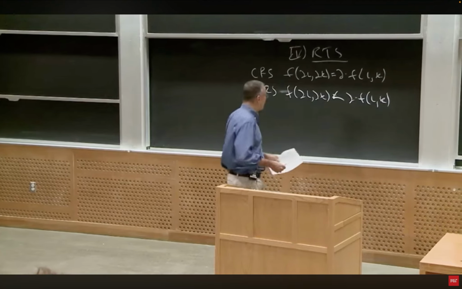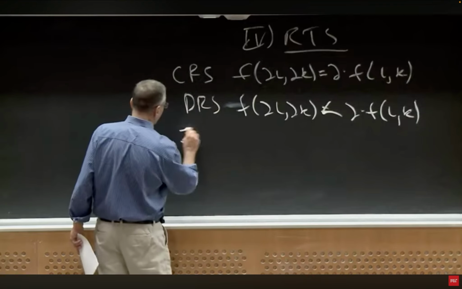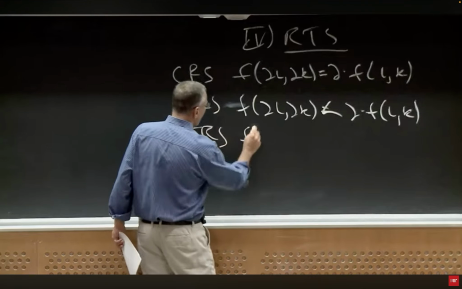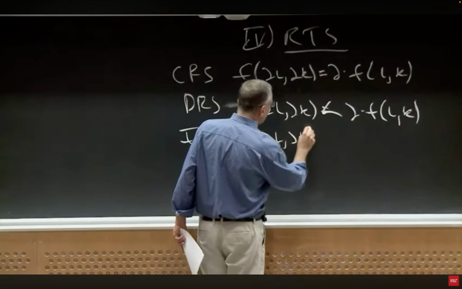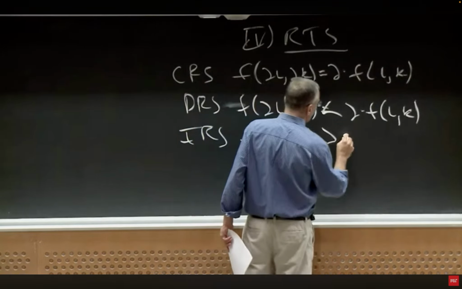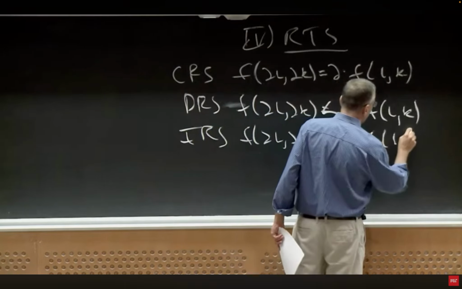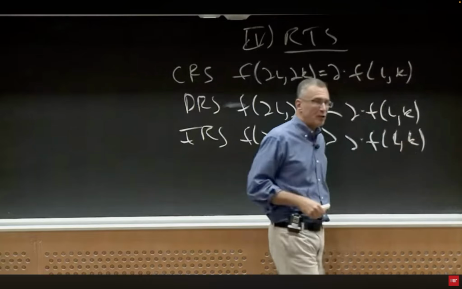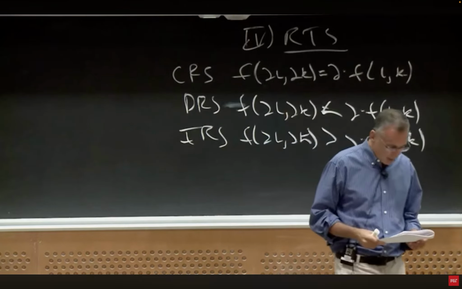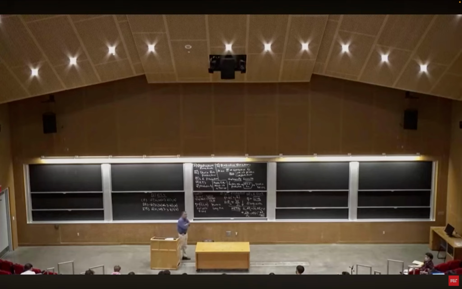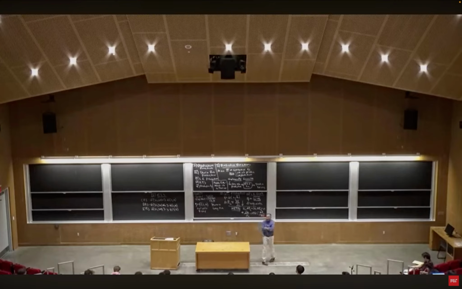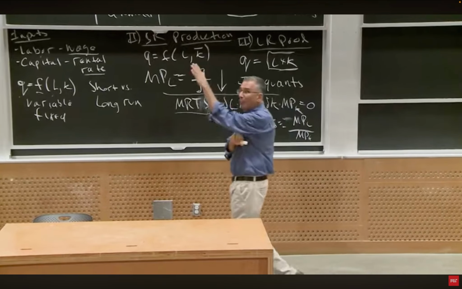Of course, we can also consider cases of increasing returns to scale, where f of 2L, 2K is greater than 2 times f of L and K. That might arise through something like the fact that when the firm gets bigger, it can specialize more. So maybe as the firm gets bigger and bigger, it can get better and better at what it does, and production can become more and more efficient.